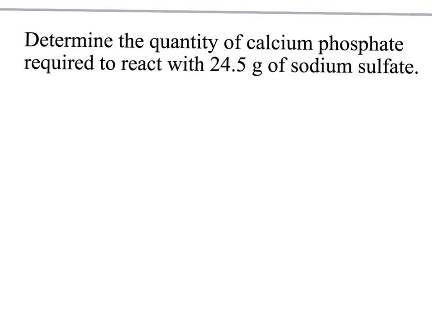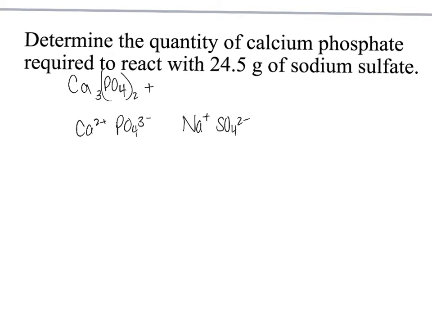So determine the quantity of calcium phosphate required to react with sodium sulfate. So calcium is 2 positive, phosphate is PO4 3 negative. That means that calcium phosphate is going to look like this. And sodium is positive, sulfate is 2 negative, so this will look like this.